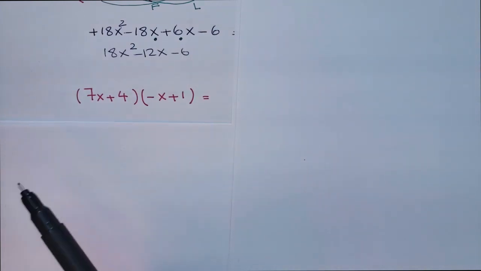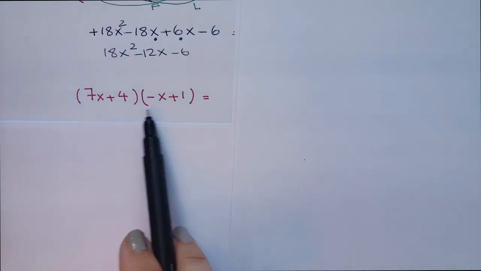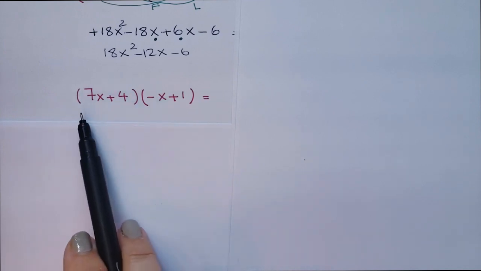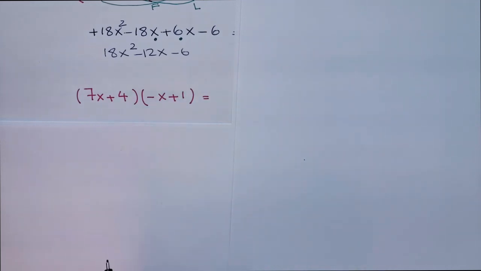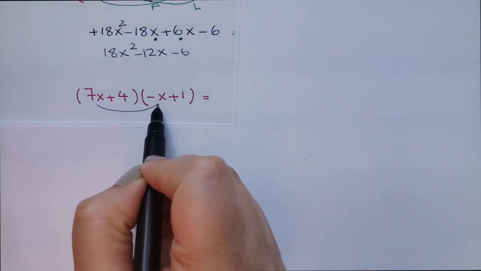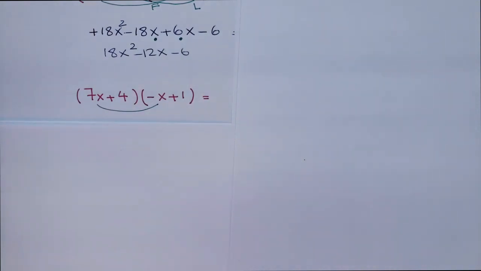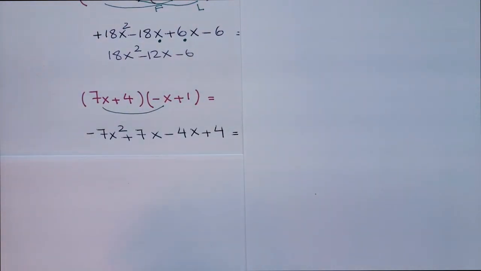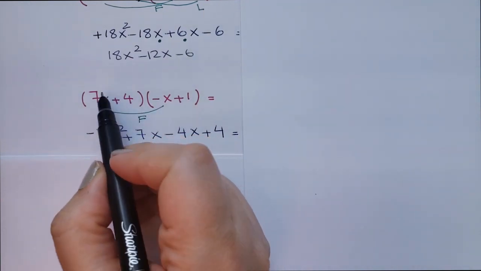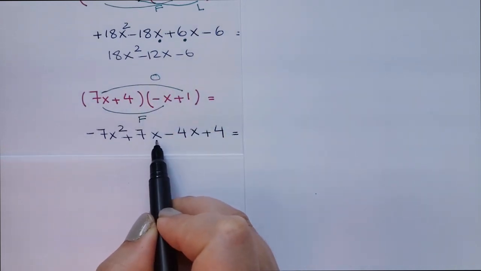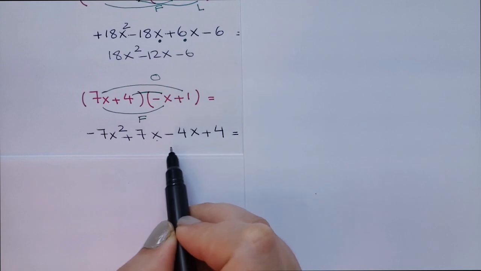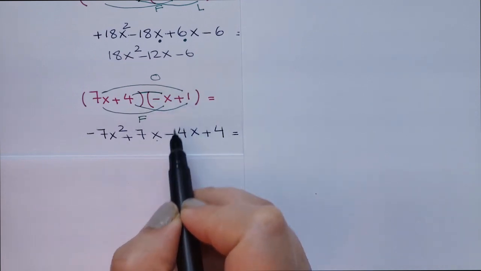Another example would be two binomial brackets multiplied by one another. So 7x plus 4 multiplied by negative x plus 1. Let's start by FOIL. So first term times first term, that would be 7x times negative x, and it turns out to negative 7x squared. The second term would be 7x times 1, which is O, so that turns into 7x. The other one would be 4 times negative x, and the last one would be 4 times 1.